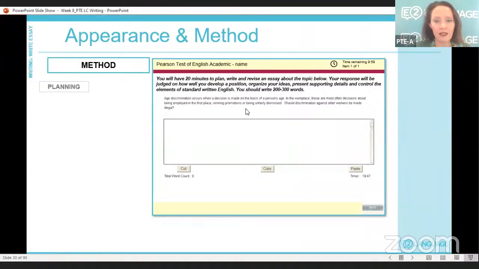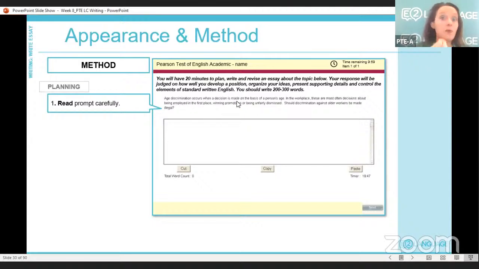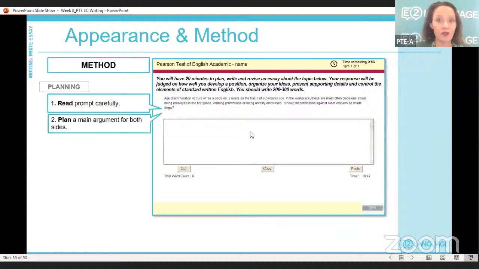So you get 20 minutes, and it must be between 200 and 300 words. Make sure you really carefully read the essay question a few times and maybe put it in your own words. That way you'll really get it. And also really carefully check the instructions. So if it asks, do you agree or disagree, or discuss both views, because the instructions will be different each time. And then make a plan.